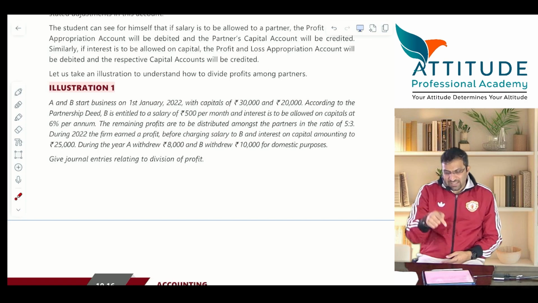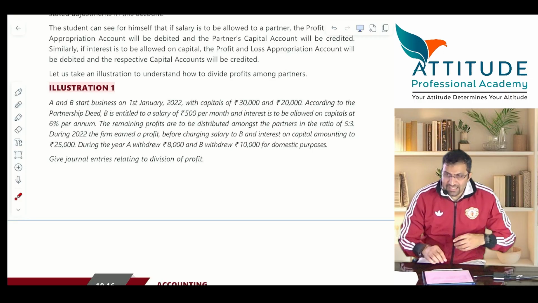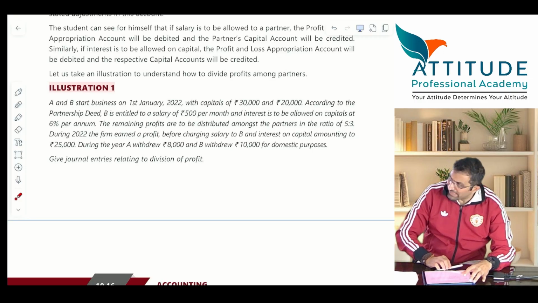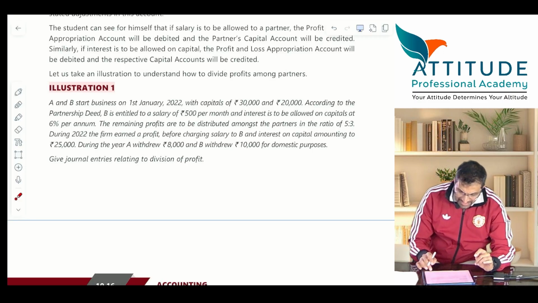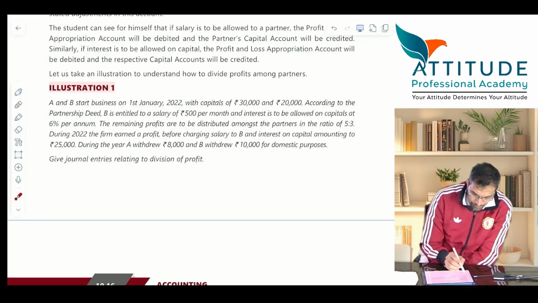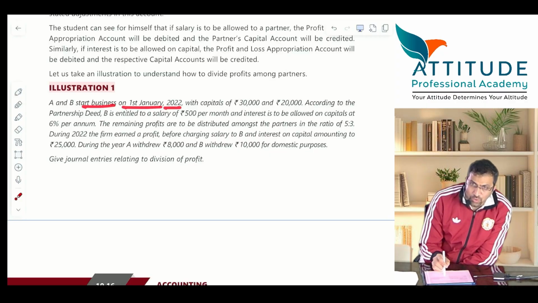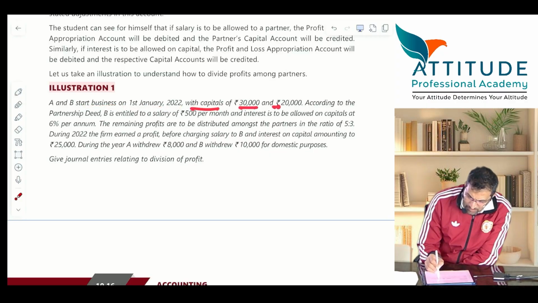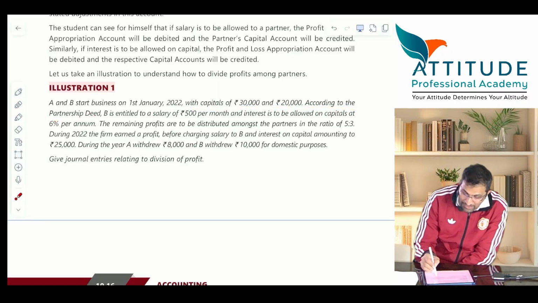Okay, we'll take this illustration 1 and illustration 2, and then we'll wind up this topic. Is that clear? I'll start. Now hear it carefully. A and B started business on 1st January 2022 with capitals of 30,000 and 20,000. According to the partnership deed, note this, according to the partnership deed, punch word.